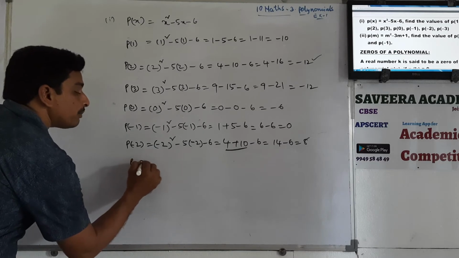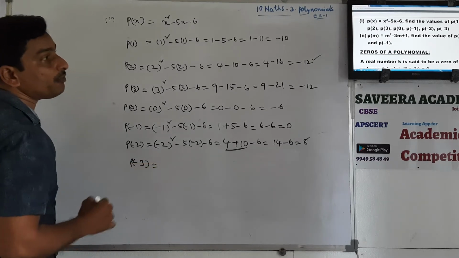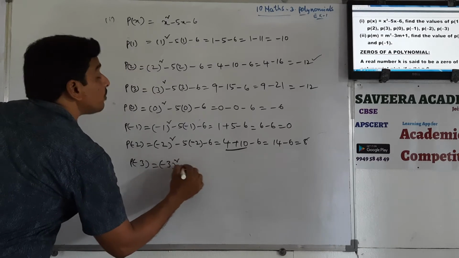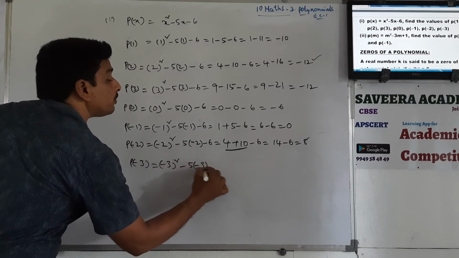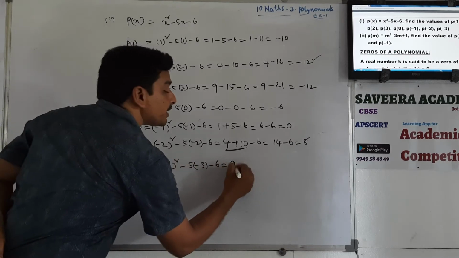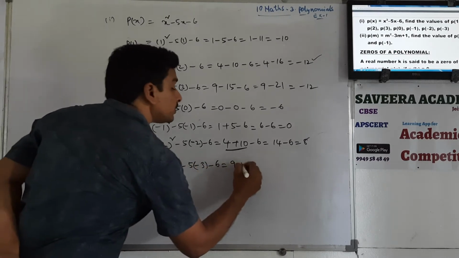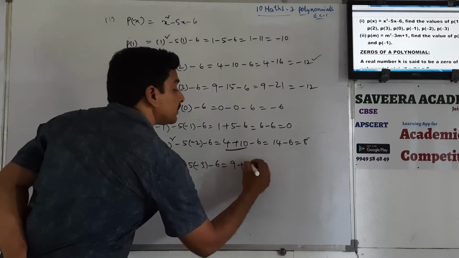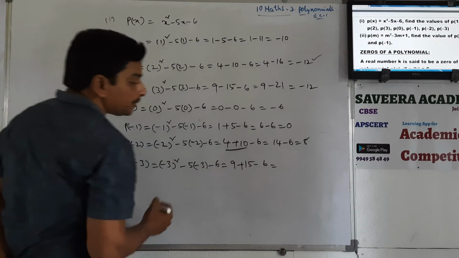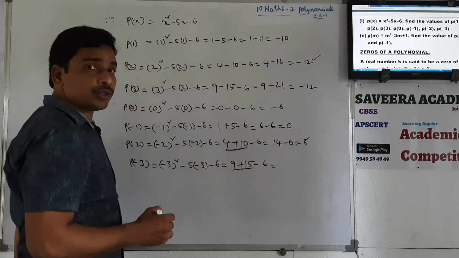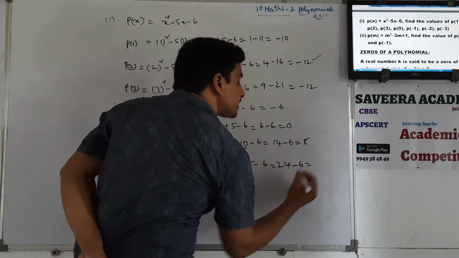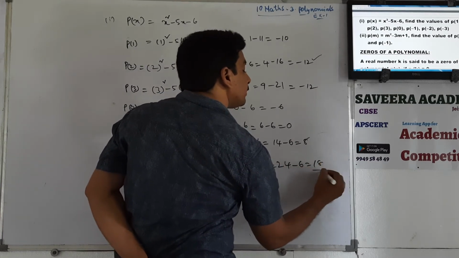Now let us find p of minus 3 value. P of minus 3. So instead of x write down minus 3. Minus 3 whole square minus 5 into minus 3 minus 6. So minus 3 whole square means 9. Minus into minus plus. 5 3s are 15, minus 6. So this is equal to, you have to add these two things. 9 plus 15, 24. 24 minus 6 value, 18.